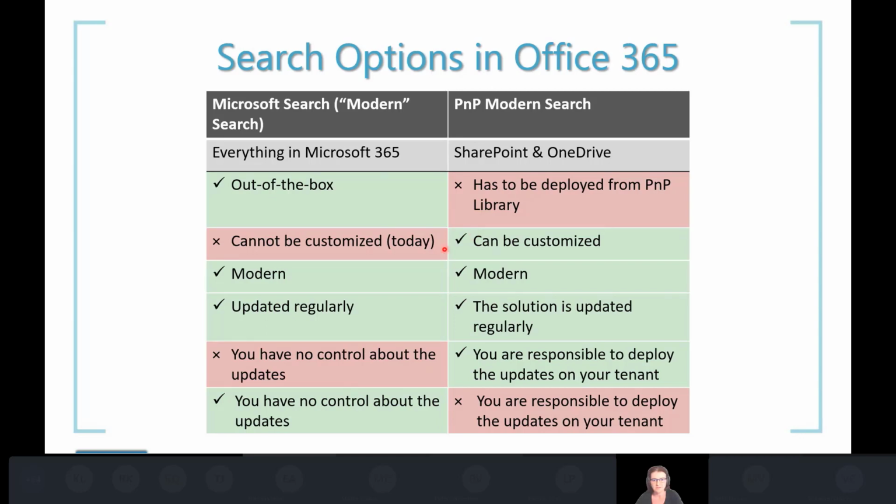Microsoft Search cannot be customized. As I told you, no custom filters, no custom result templates. Today, the custom verticals are very limited. And in PnP Modern Search, we have all the features and all the possibilities to customize the user interface. Both of them have modern user interfaces, so they fit into the SharePoint Modern UIs and not the legacy Classic. Microsoft updates Microsoft Search regularly, which means you might find new features or you might find changes in how Microsoft Search out of the box works. On the other hand, the PnP team also updates their solution regularly, but you have to deploy those updates to your tenant manually. So this is not an automatic update here.